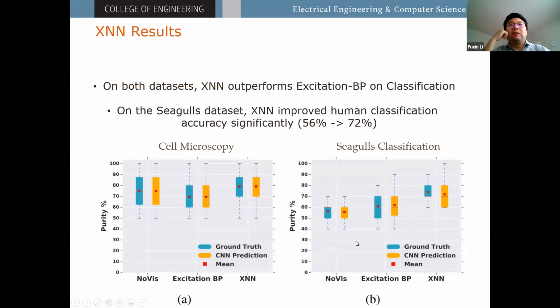So we have basically some kind of mixed results on this user study. On the cell microscopy data set, we thought it was hard, but we ended up realizing it's not really hard enough. So humans basically did about the same with no visualization and with XNN. However, a previous heat map approach actually made human performance even worse. And then on the seagulls data set, we managed to notch some improvements. With the XNN predictions and then with the XNN visualizations, humans were actually able to improve their performance on the seagull classification data set.